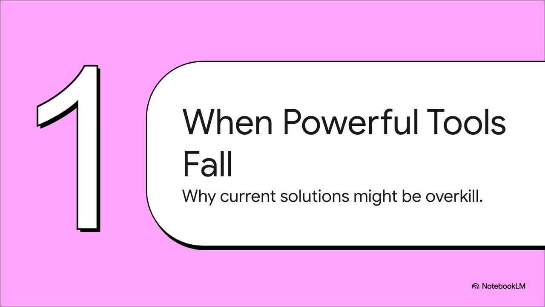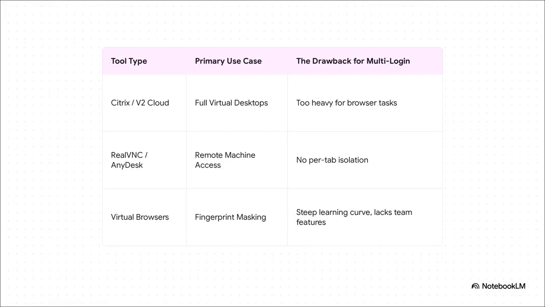So you're probably thinking, okay, there's got to be some big, fancy enterprise tool for this. And you're right, there are. But what we're about to see is that sometimes even the most powerful tools just fall short. Why? Because they're the wrong tool for this very specific job. Let's look at the usual suspects, right? You've got these heavy hitters like Citrix, which give you a whole virtual desktop in the cloud. That's like using a sledgehammer to crack a nut when all you need is a few browser tabs.